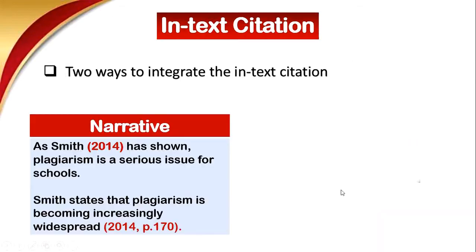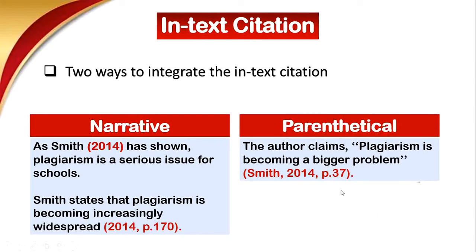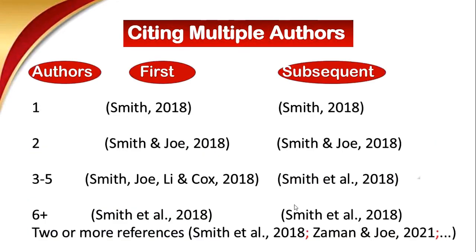Now in narrative in-text citation, you don't have to give the author's name in the brackets. Just give the publication year and the locators. Now in parenthetical, you have to write down the author's last name, then put a comma, then the publication year, and then the locators, then bracket close, just before the period. Okay, so this is narrative and parenthetical in-text citation for you.